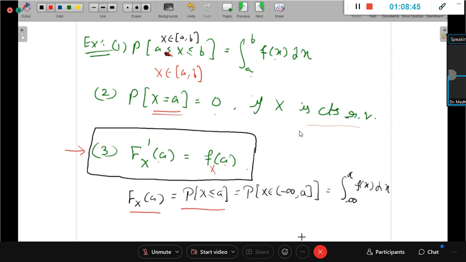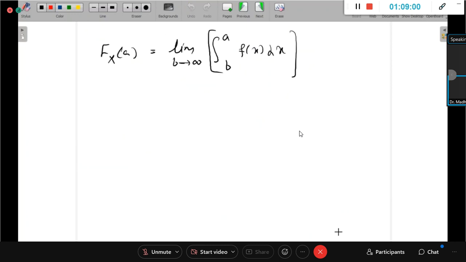So you may be following this: Fx of a equals the probability of x less than or equal to a, which is nothing but x belonging to the interval minus infinity to a, that is your B, and the integration over B is the integral from minus infinity to a of f of x dx. How will you handle it? By a limit case. Yes, limit as b tends to minus infinity of the integration from b to a of f of x dx.